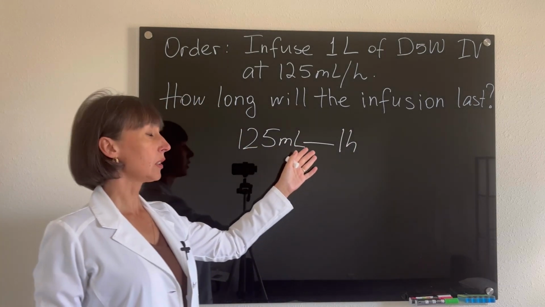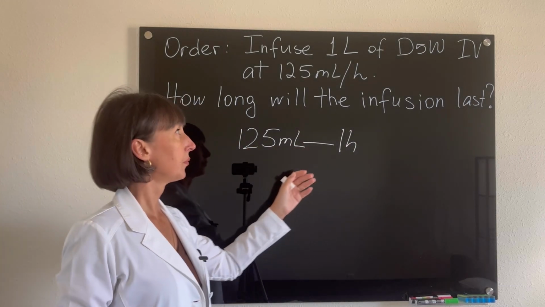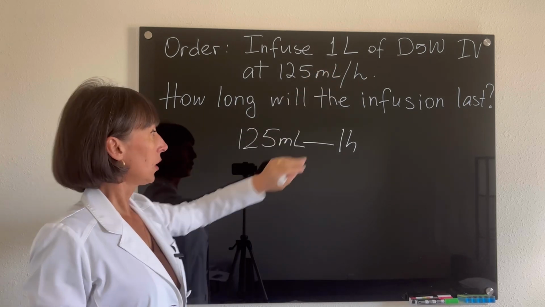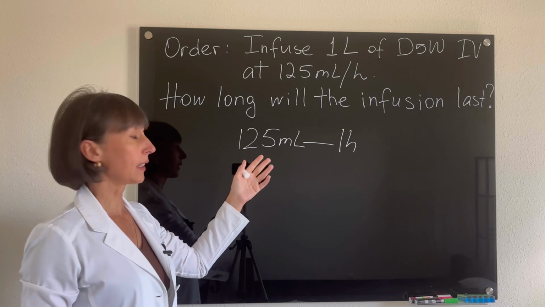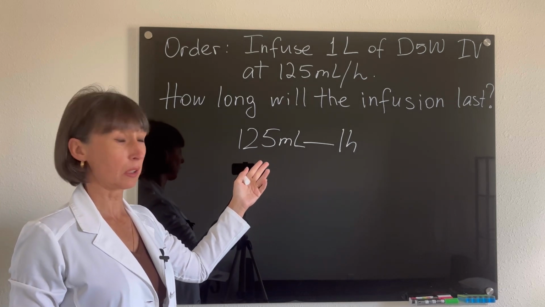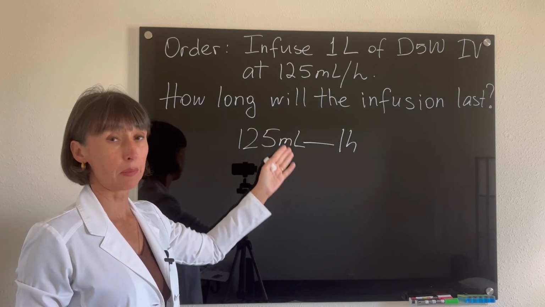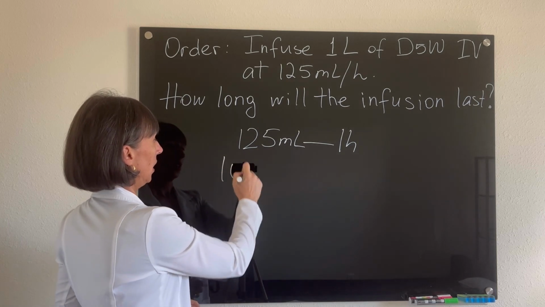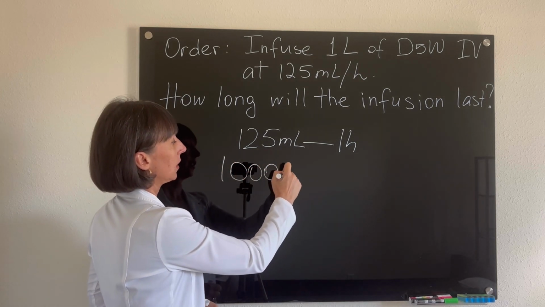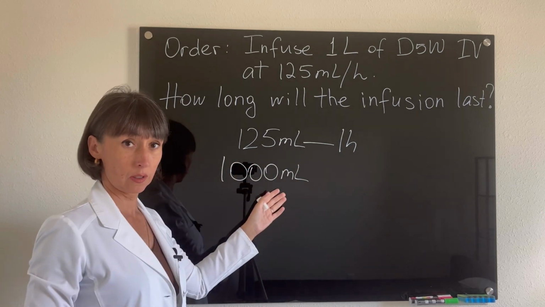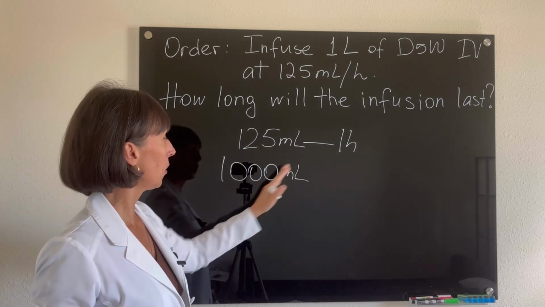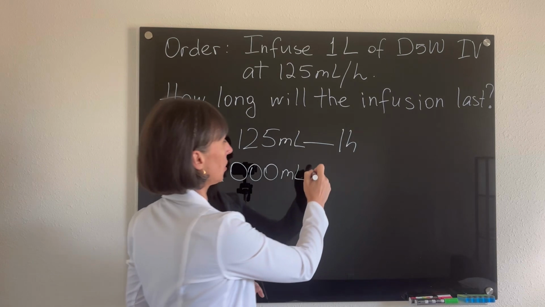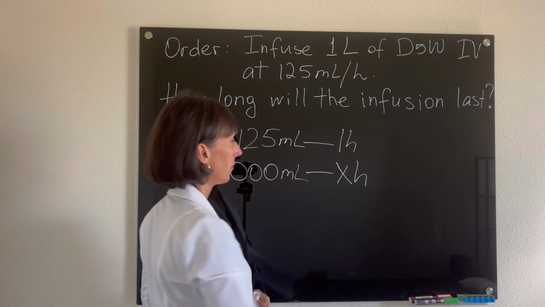125 milliliters is 1 hour. 1 liter is X hours. However, I can't use liter here. I need to convert to milliliters so it will match my measurements here. And I know that 1 liter is 1000 milliliters. So 125 milliliters is 1 hour. 1000 milliliters is X hours.